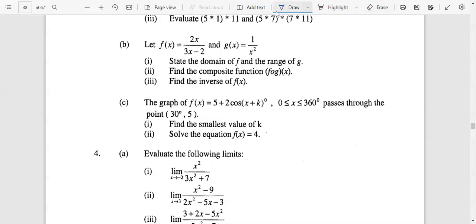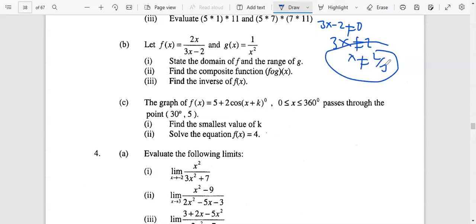Okay, for the next one. Let f of x be equal to 2x over 3x minus 2 and g of x be equal to 1 over x squared. State the domain of f and the range of g. So the domain of f, look at the denominator. We know the denominator cannot be equal to 0. So 3x minus 2 should never be equal to 0, meaning that 3x cannot be equal to 2, x cannot be equal to 2 over 3.